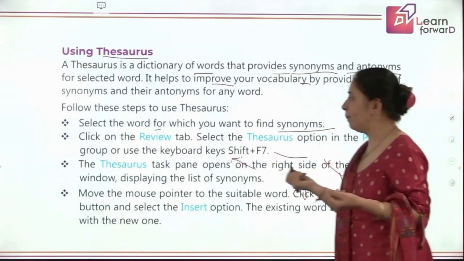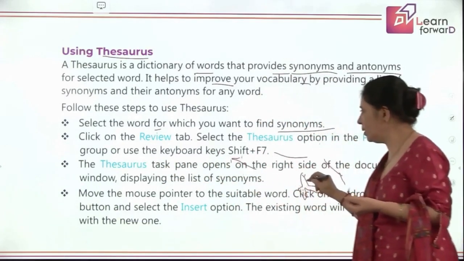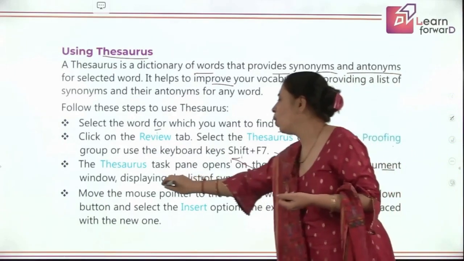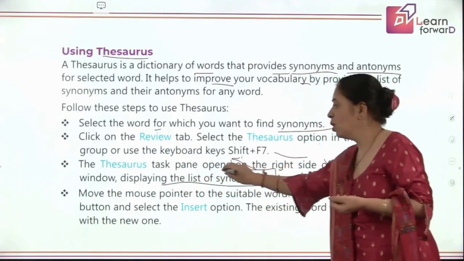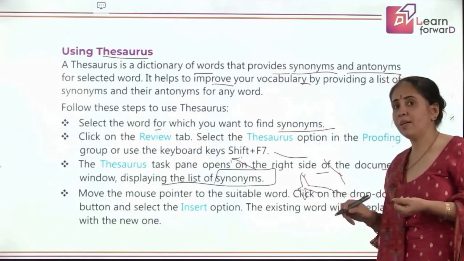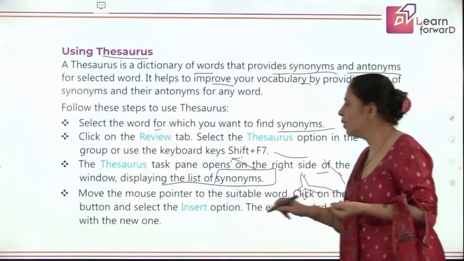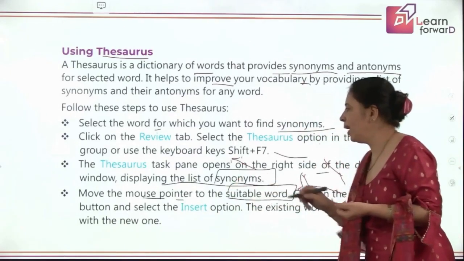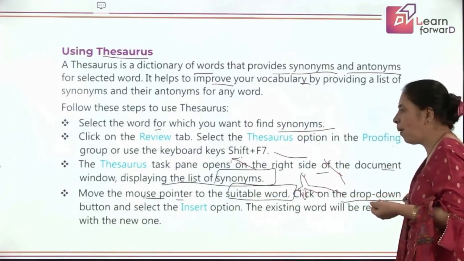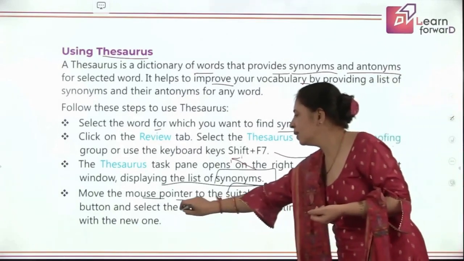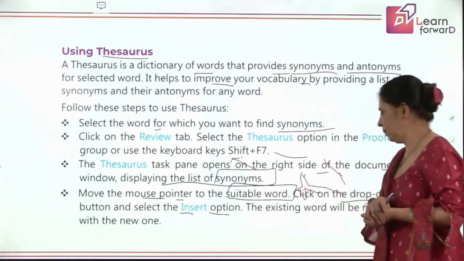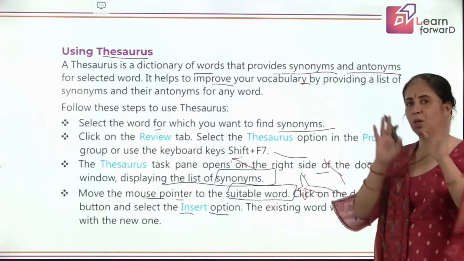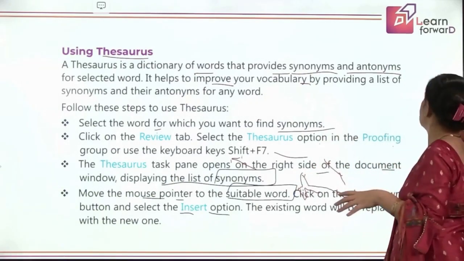So then what happens? Your Thesaurus task pane opens on the right side of the document window, which displays the list of synonyms for the word which you have already selected. So move the mouse pointer to the suitable word which you want to use and then click on the drop down button and select the Insert option there. So what will happen? The existing word will be replaced by the new word which you have selected.